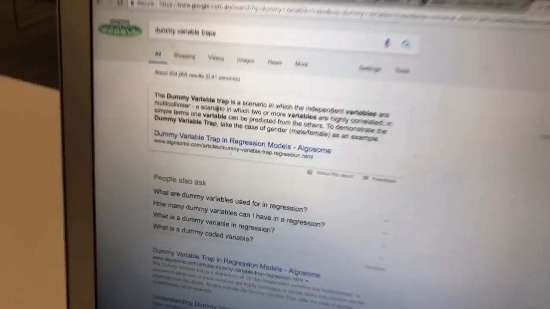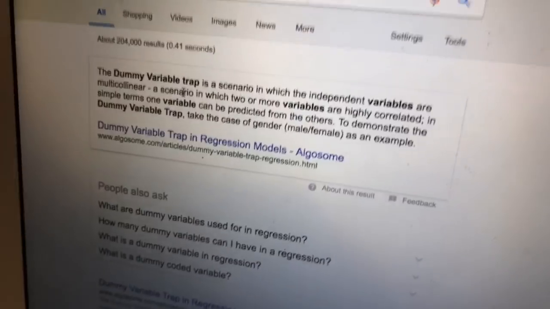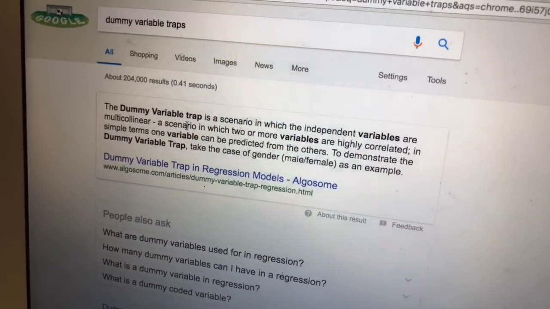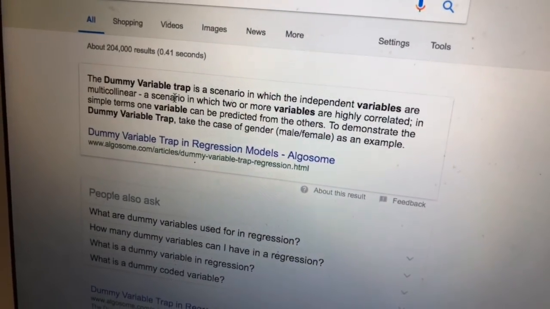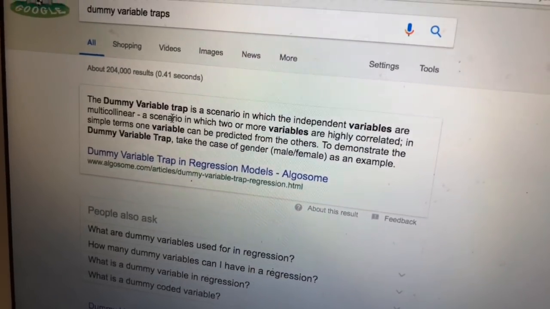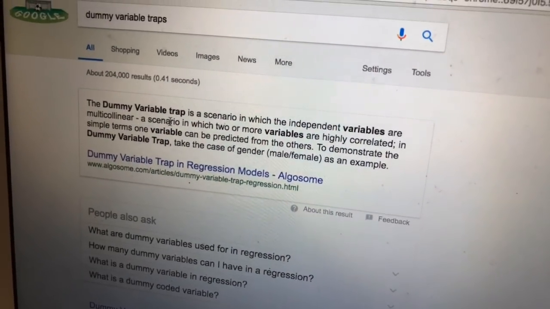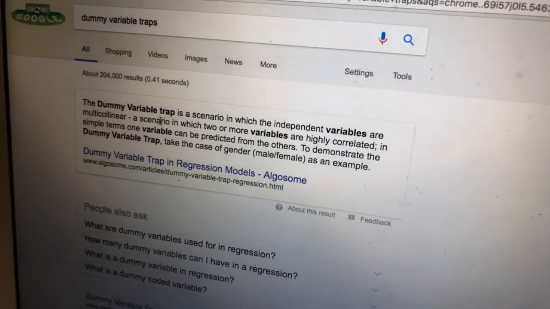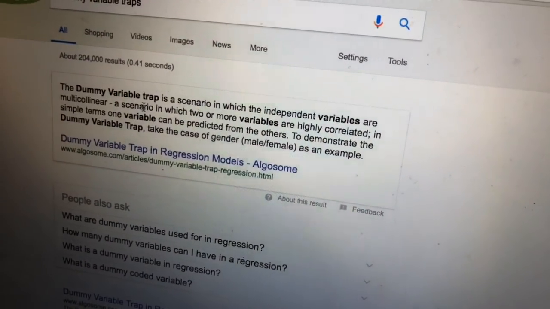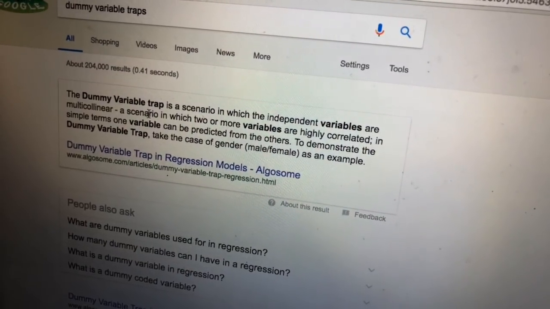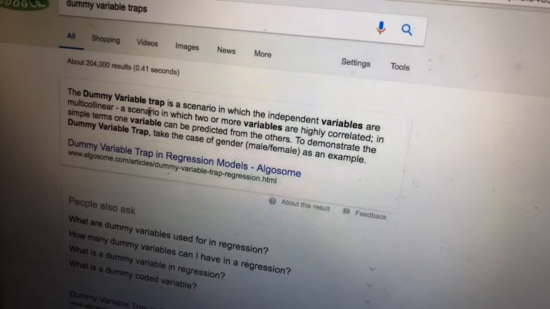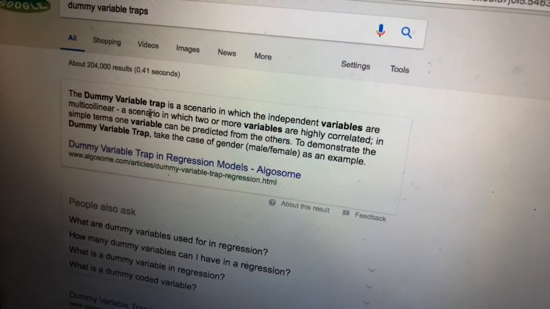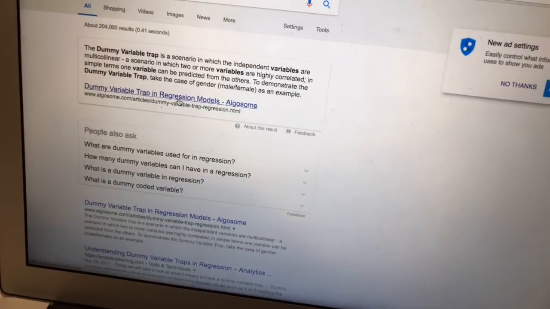Okay. Look, by searching on Google, it says dummy variable trap is a scenario in which the independent variables are multicollinear, a scenario in which two or more variables are highly correlated. In simple terms, one variable can be predicted from the others. To demonstrate the dummy variable trap, take a case of gender as an example. Okay, what's the example? Let's read it together.